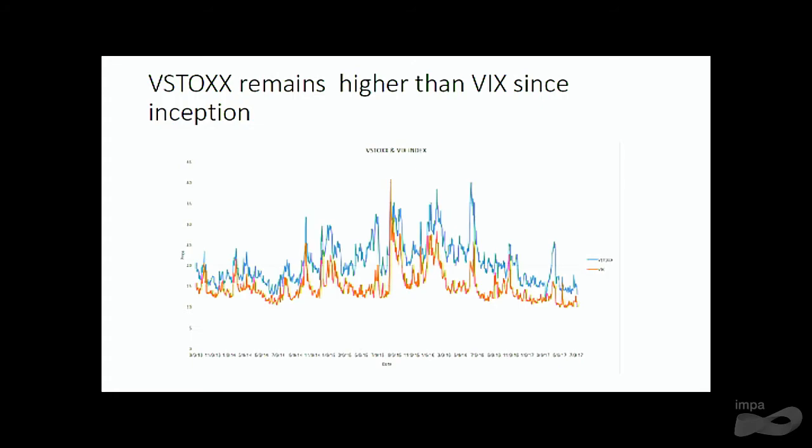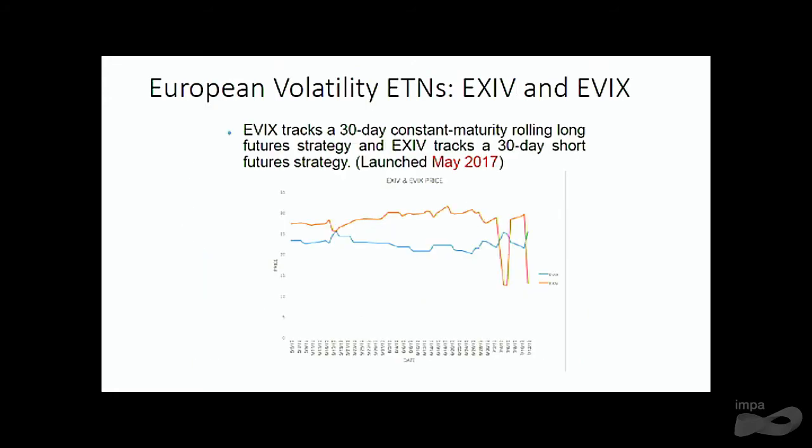So Europe is more volatile. The VSTOXX is 20%. We are 15%. Okay. Now, European volatility ETNs. In May 2017, a company launched European volatility ETNs, and there are others that trade in London.